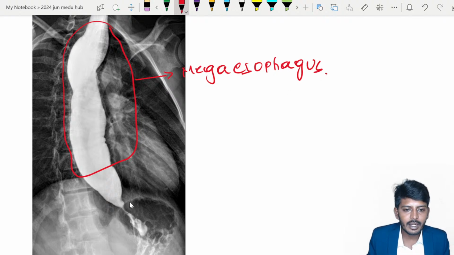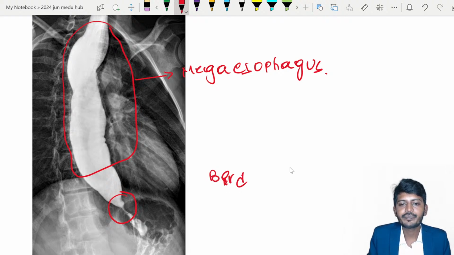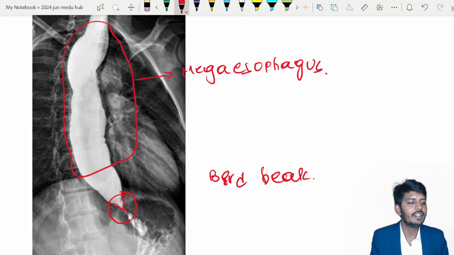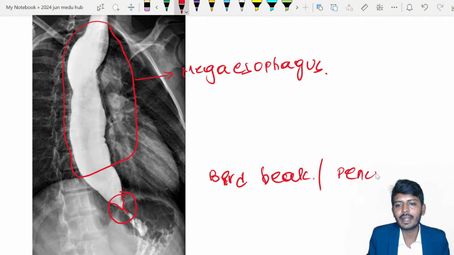But if you notice in the lower part, the esophagus has narrowed or contracted itself. So it is creating something called a bird beak appearance. If you notice, it looks like the beak of a bird. This bird beak appearance is also called pencil tip appearance. This is exclusively seen with achalasia cardia.